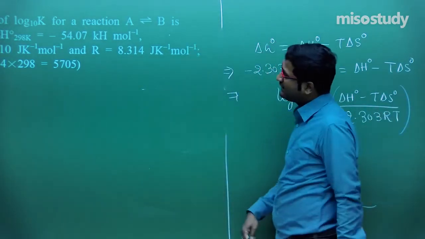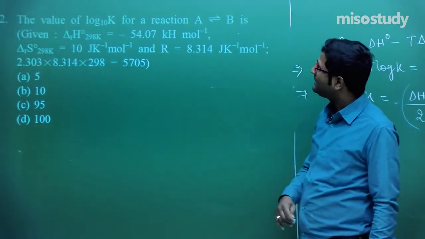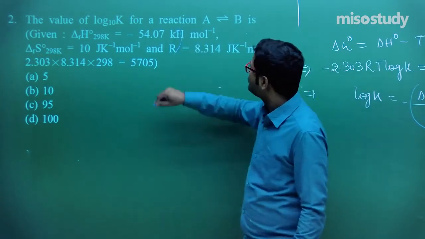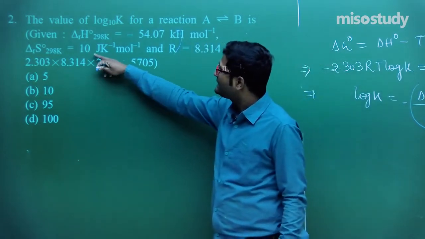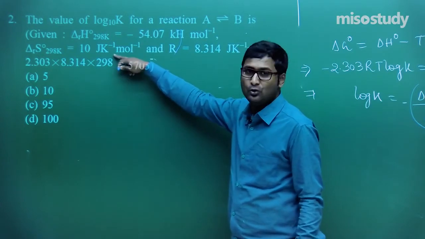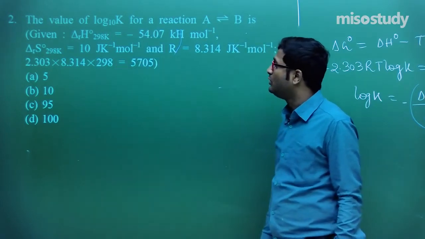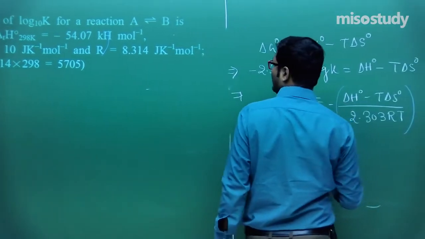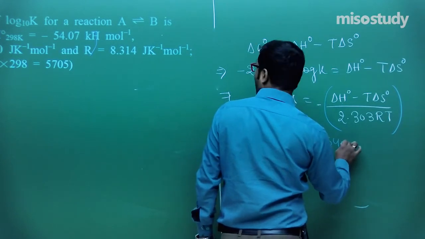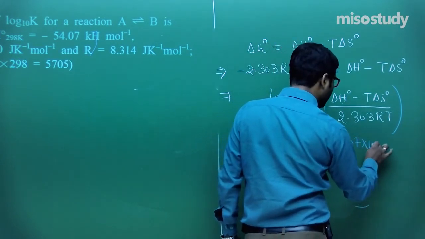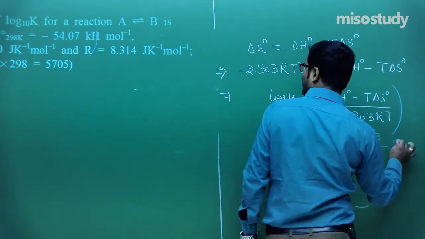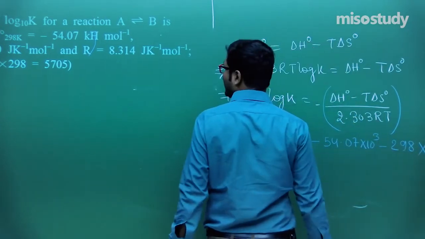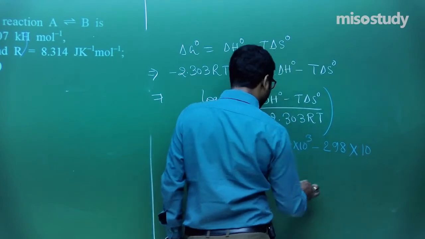Now here it is given that delta H is equal to minus 54.07 kilojoule per mole, and delta S is equal to 10. Here kilojoule, here joule. So we have to convert them into joule. Otherwise the question will be wrong. So what to do here? Put delta H is equal to minus 54.07 into 10 to the power 3 minus T. What is the value of T? Look here, that is 298. What is the value of delta S? The value of delta S is 10.